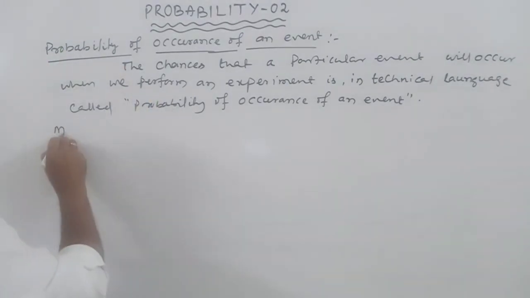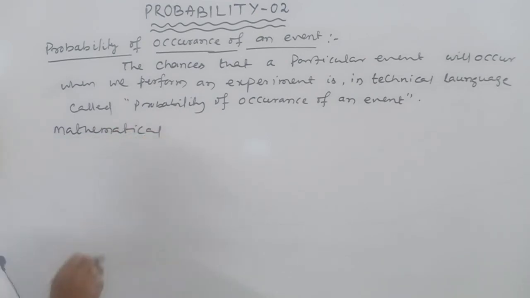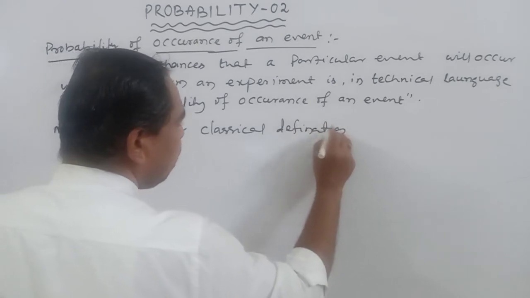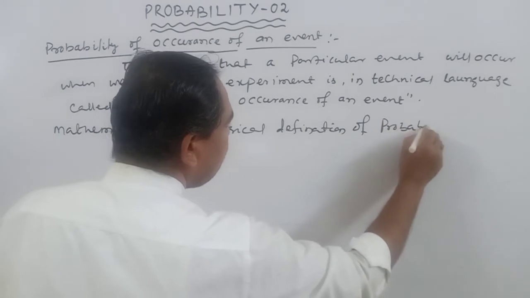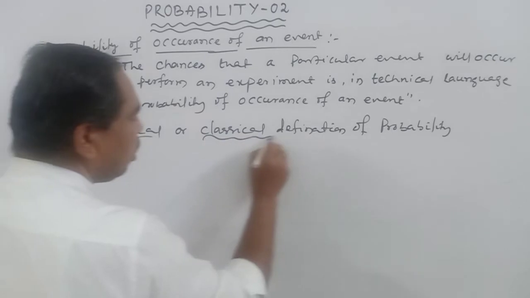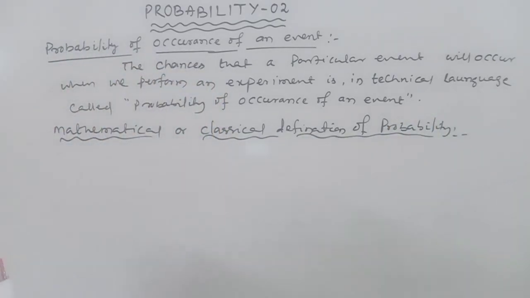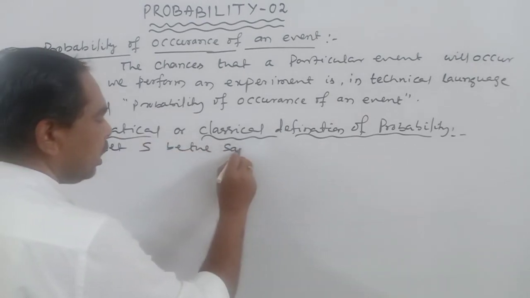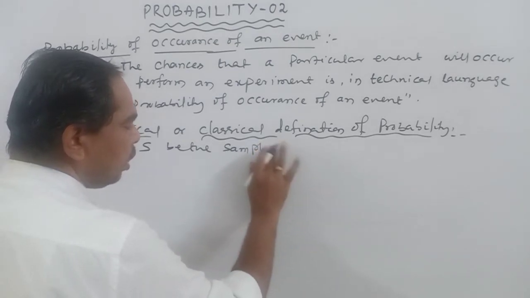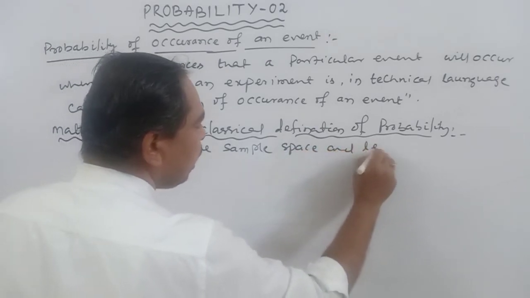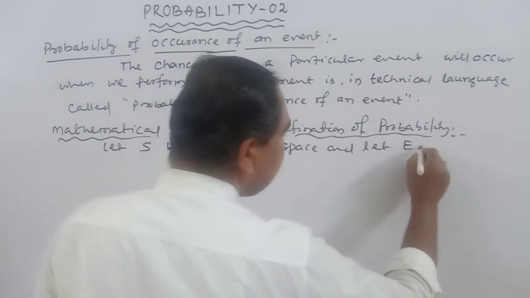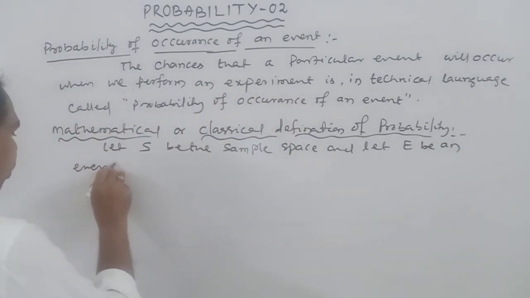Next one, mathematical or classical definition of probability. Okay, let S be the sample space, and let E be an event of the sample space S.